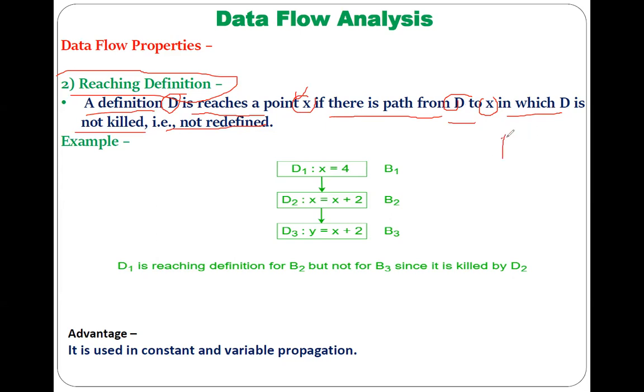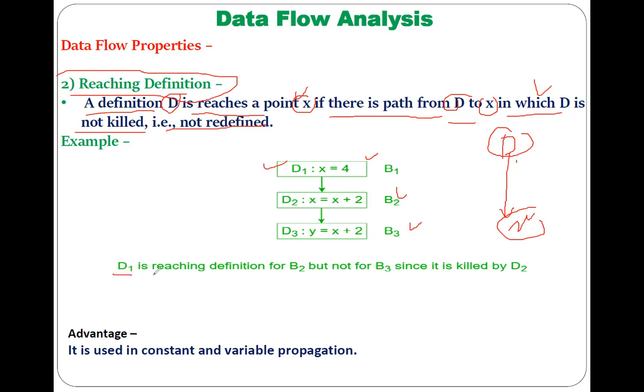A definition D reaches a point X if there is a path from D to X in which D is not killed or redefined. That is considered a reaching definition. Take the example here. D1, x equal to 4, is one basic block. D2 is x equal to x plus 2. This is another basic block. D3 is y equal to x plus 2. This is another basic block. Now what is said here?